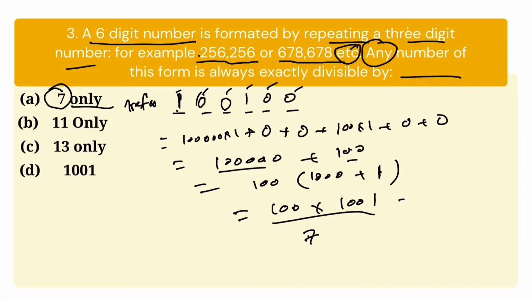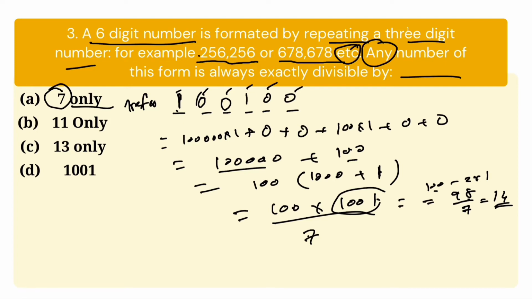So what is the divisibility rule for 7? Remove the last unit digit, double it, and subtract it. If the resultant is divisible by 7, then the given number is divisible by 7. Yes, 978 is divisible by 7, that is 14. So it is divisible by 7.